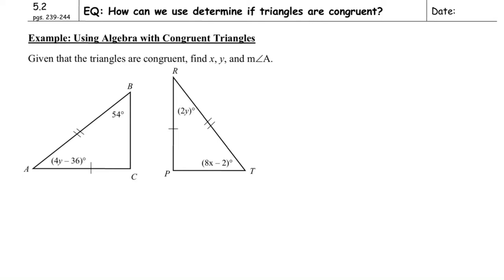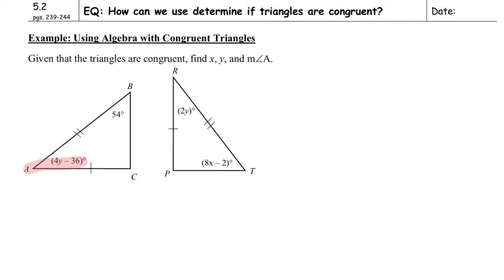So now we're going to use what we know about corresponding parts and congruent triangles to help us solve for x and y and find the measurement of angle A. So we can do this using corresponding parts. If we look here at the measurement of angle A, I see that angle A is between the side that has 1 mark and the side that has 2 marks. So I'm going to go ahead and highlight that. So this is angle A right here.